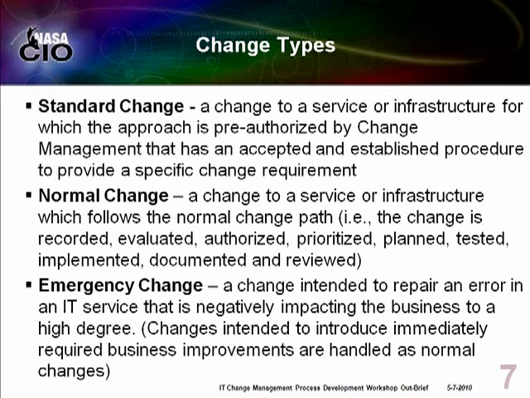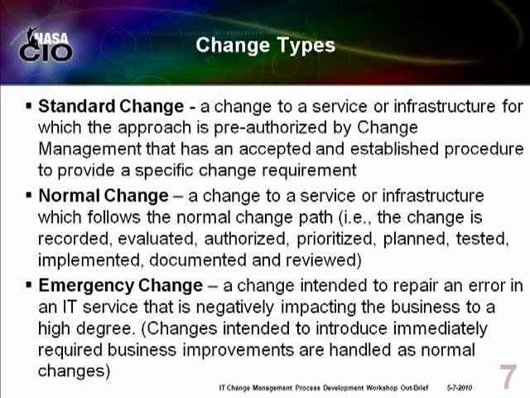And what we want to make sure, when we have these happen, is that we follow a normal change path, so that we have a change recorded, it's evaluated, authorized, prioritized, planned, tested, implemented, documented, and reviewed. So there's a significant amount of work that's going to go on there. But again, these are changes that are normal, but they don't happen every day, so we want to make sure they're documented. And then we'll have an avenue for emergency changes.